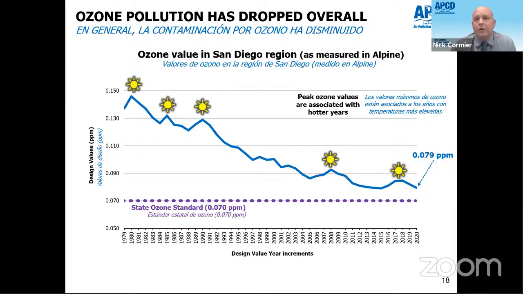This is the trend line for ozone pollution as measured at our Alpine monitoring station, where ozone levels have trended downward over the years. There is year-to-year variability caused by weather primarily, and upticks in ozone are associated with hotter years. Overall, these upticks reflect a flattening of progress as opposed to a significant change in the wrong direction. Regardless, it's clear that additional progress is necessary in order to meet the standards and protect public health.